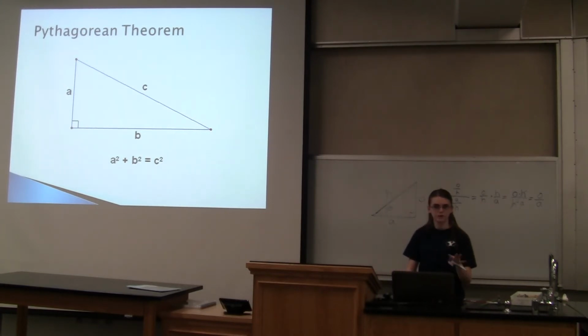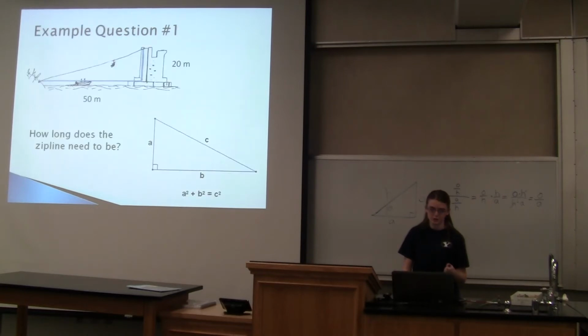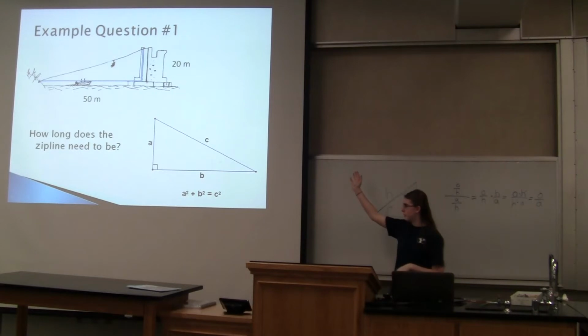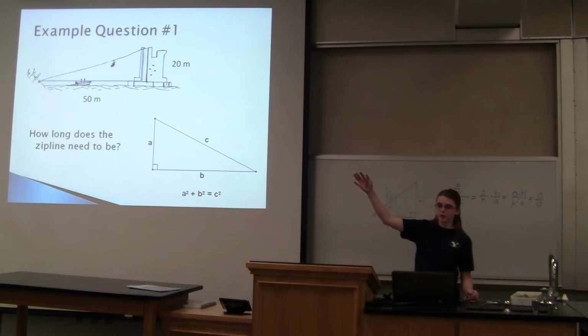So we're going to do a couple of sample example problems. These are on your handout. So here's the first one. We have a building 50 meters away from the shore, and the building is 20 meters tall. I want to build a zip line from the top of my building over to the shore. So how long does the zip line need to be?